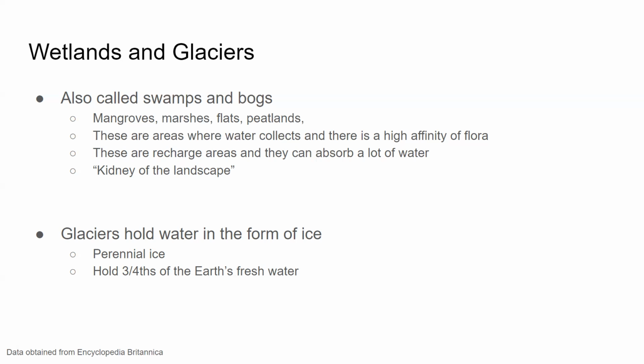Glaciers in particular are areas of ice, and they're perennial ice, meaning that they're constantly renewed. So the amount of melting that occurs in these areas is far lower than the amount that is replenished in the form of snowfall. And a crazy thing to think about, glaciers hold 3/4 of the Earth's fresh water. So when you hear about glaciers melting due to climate change and things like that, it's a little scary to think about because we are losing essentially a fresh water source for us.